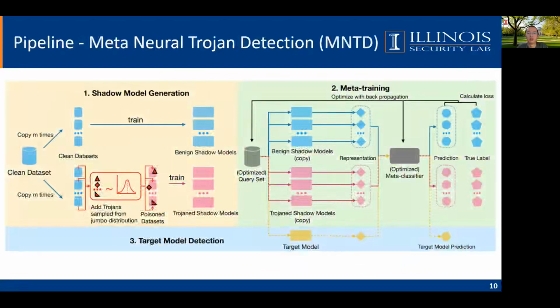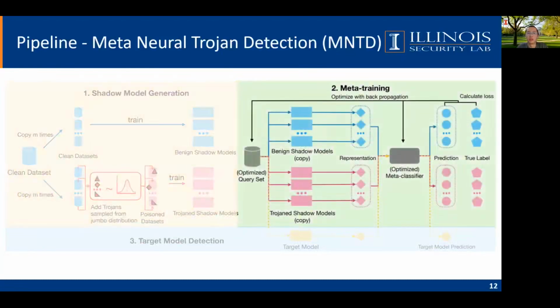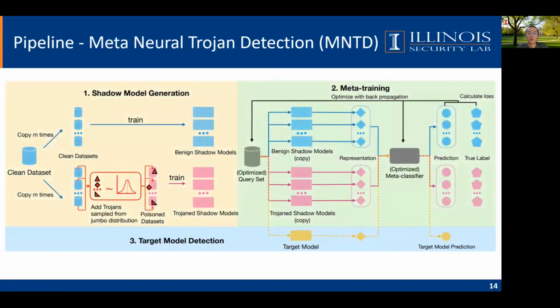It is natural to apply such pipeline to detect Trojans. We also have three steps in our pipeline. First, we will generate a set of benign and Trojan shadow models. Next, we will train a meta-classifier to distinguish between benign and Trojan models. And finally, we apply the meta-classifier to the target model. In the pipeline, we have two major questions: how to generate a good set of Trojan model for training, and how to train a good meta-classifier to distinguish Trojan and benign models. We are going to introduce them in detail.